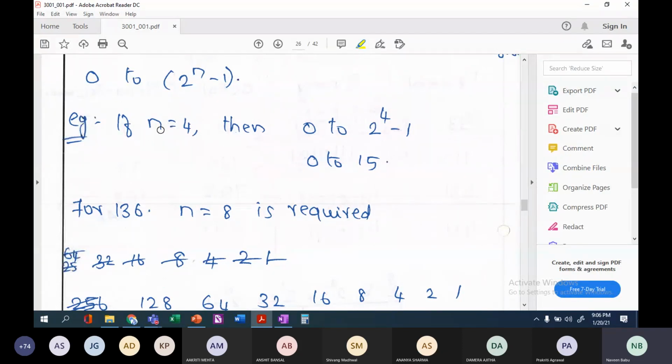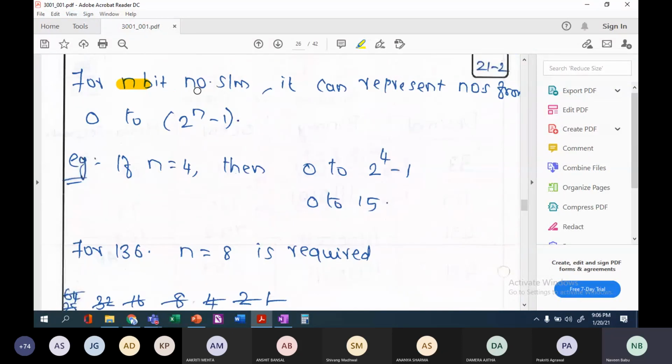If say, for example, your n bit is 4, then the number of digits that are possible are 0 to 2 power 4 minus 1. So the formula is, for an n-bit number system, it can represent the total numbers from 0 to 2 power n minus 1. Meaning if n is 4, then you have a combination from 0 to 15, right? So how did you get 15? It is 2 power 4 minus 1. 2 power 4 is 16. So 16 minus 1, 15. Why is it minus 1? Because we are including 0 also. Okay, so that is the reason.